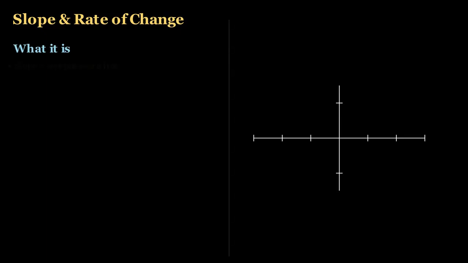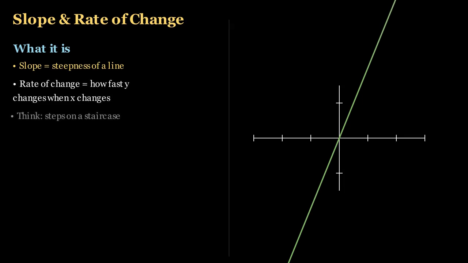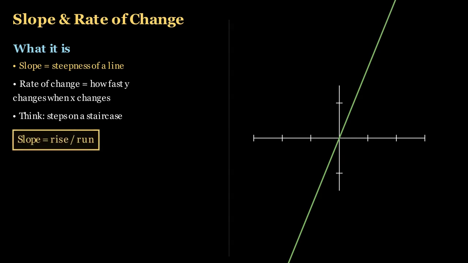Imagine you're walking up a hill. Some hills are gentle, some are really steep. Slope is just a number that tells you how steep a line is on a graph. It's the same idea as the rate of change, how fast the y value climbs or falls when you take a step to the right along the x-axis.